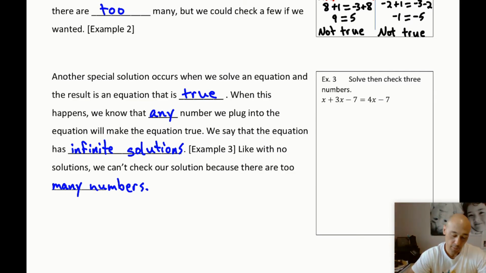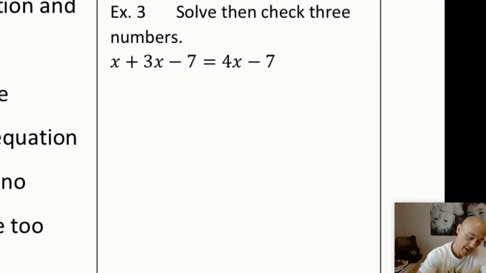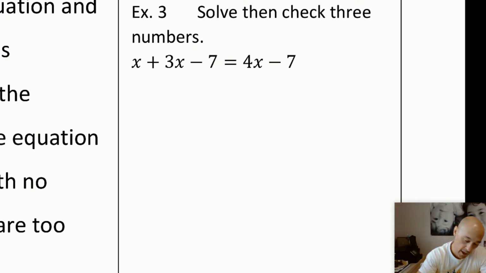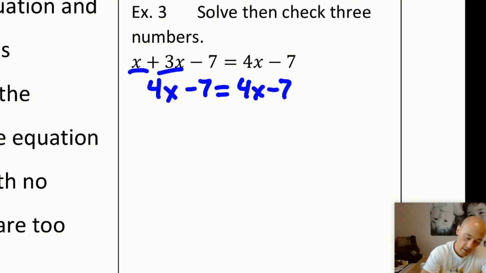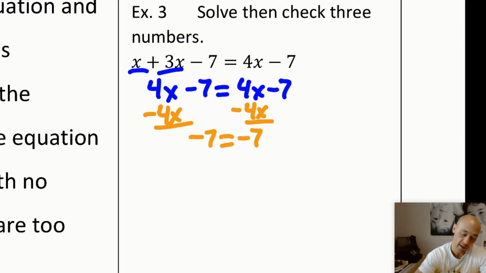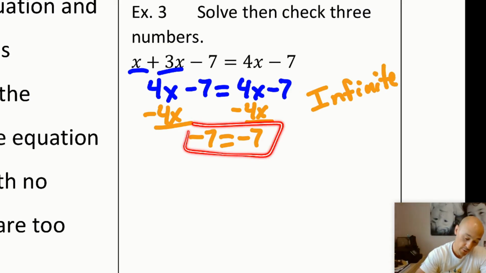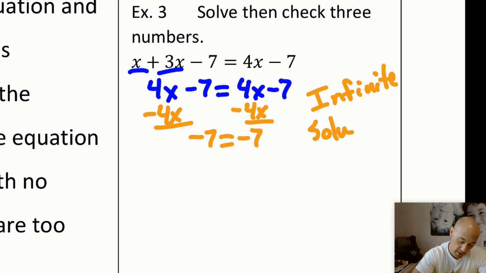So we're going to look at example 3 over there. Solve, then check 3 numbers. We're going to solve first. I can combine those terms and I get 4x minus 7 is equal to 4x minus 7. I could stop right here because it's the same on the left and the right, but I can also subtract 4x, and then I will get negative 7 is equal to negative 7. That tells me this is just a true statement. Negative 7 really does equal negative 7. So we have infinite solutions.